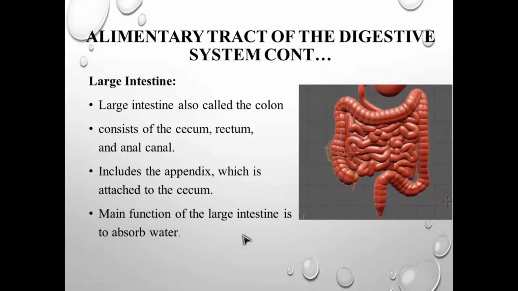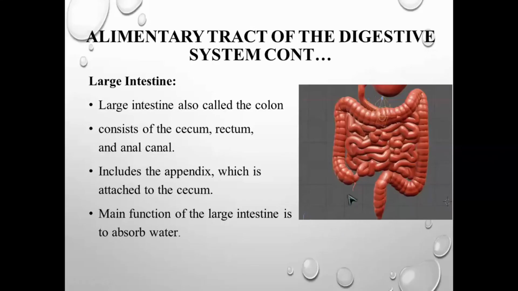The main function of the large intestine is to absorb water. In this image you can see the bowel movement of your large intestine. After the fecal matter enters the large intestine, you can see the movement, called bowel movement, where everything moves in one direction and is excreted through the anus. Excretion of this fecal matter through the anus we call defecation.